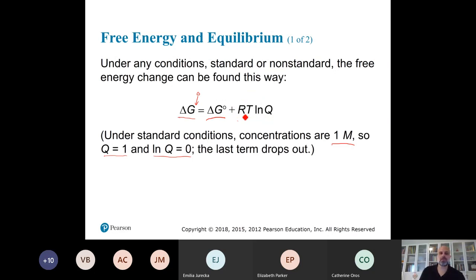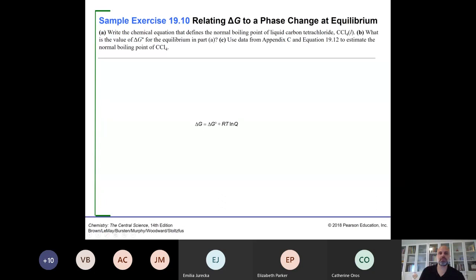So let's go on to some examples. Oops, there's a little equation floating in the middle there. We're going to relate delta G to a phase change at equilibrium. It says write the chemical equation that defines the normal boiling point of liquid carbon tetrachloride, CCl4. The second part asks what is the value of delta G for the equilibrium in part A. And part C says use the data from appendix C in equation 19.12 to estimate the normal boiling point of carbon tetrachloride. We'll go through these 3 examples. They're all related to carbon tetrachloride.